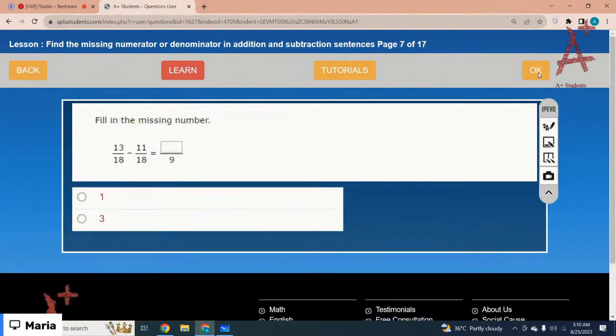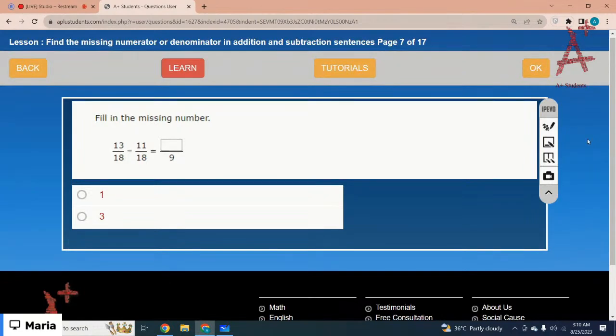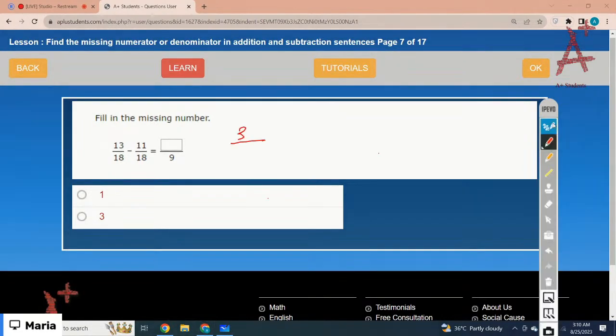Okay, the next one is fill in the missing number. 13 minus 11 divided by 18, right? 13 minus 11 is 2 over 18, right? You can divide them by the common factor. Their common factor is 2. So it would be 2 divided by 2 is 1 and 18 divided by 2 is 9. So it would be 1 over 9. That is 1 over 9.